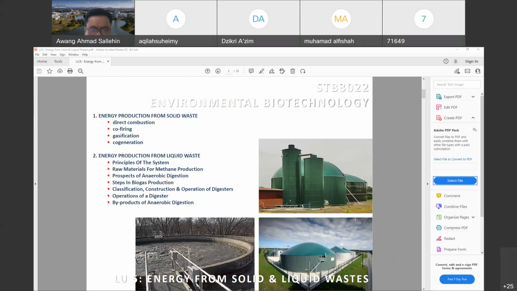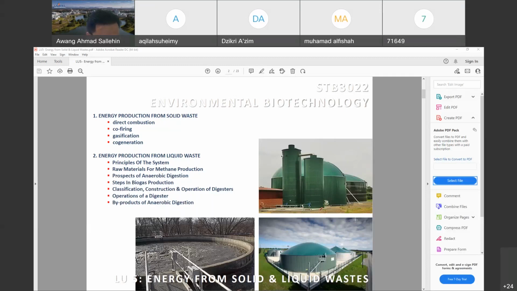Okay, and then the operation of the digester as well as the byproduct produced from this so-called anaerobic digestion. For all you know, energy production from solid and also liquid waste is not really something that is new to our country. We have already the technology in place.